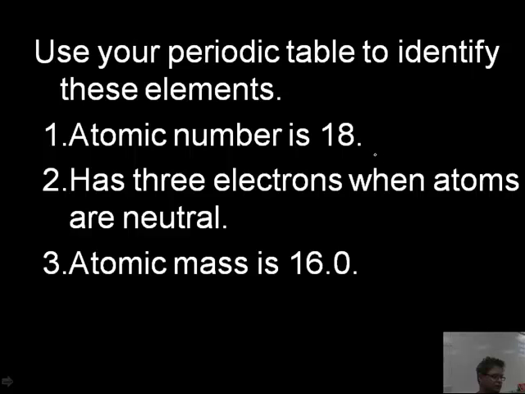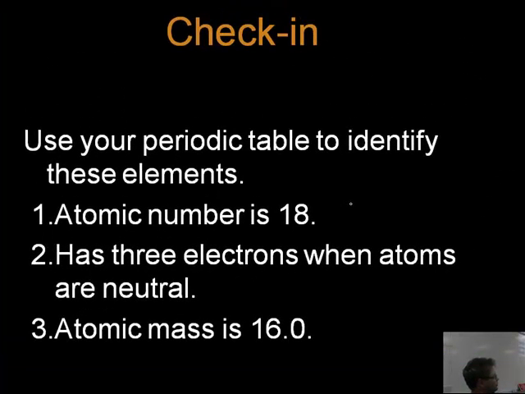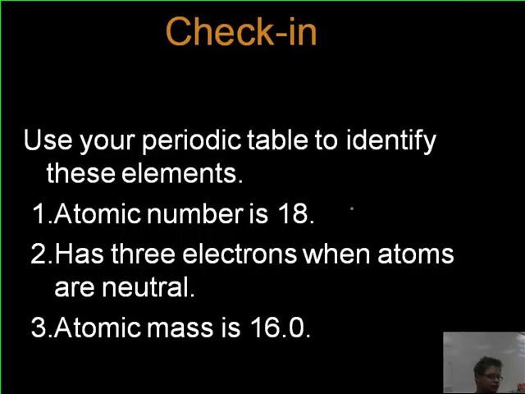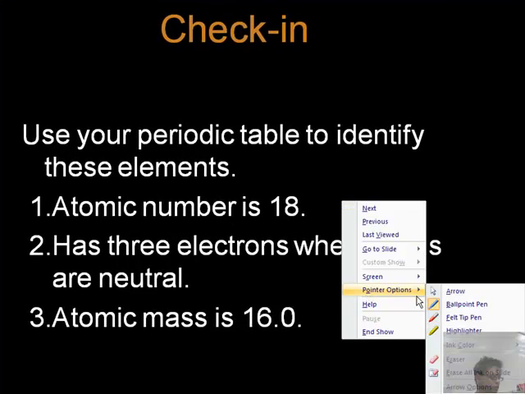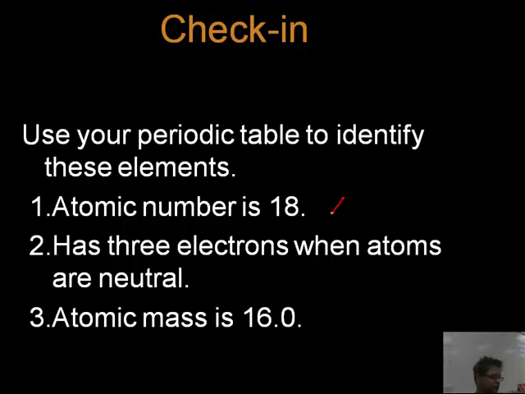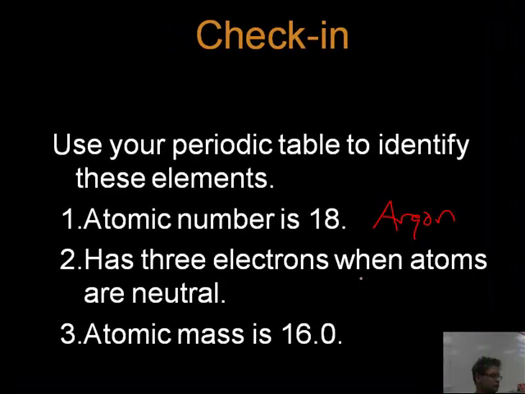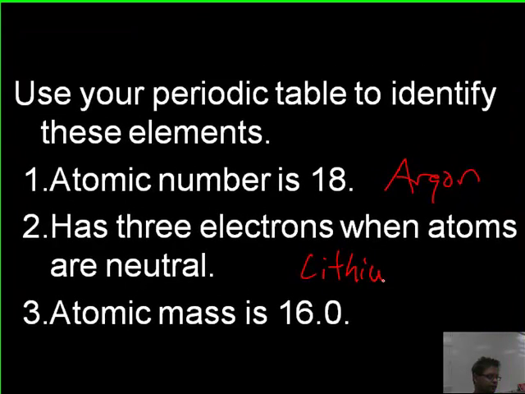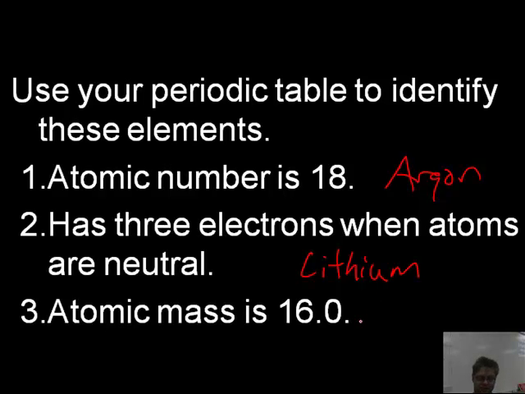Now let's see if we have our answers. Atomic number 18, so we look up at our periodic table. Atomic number 18 is, see if I can get this to work, there we go. Argon. The next one has 3 electrons when the atoms are neutral. So it's got 3 electrons, it's going to have 3 protons. 3 electrons, 3 protons, that is lithium. And atomic mass 16. Again, this is rounded to the 10th place. This is oxygen.